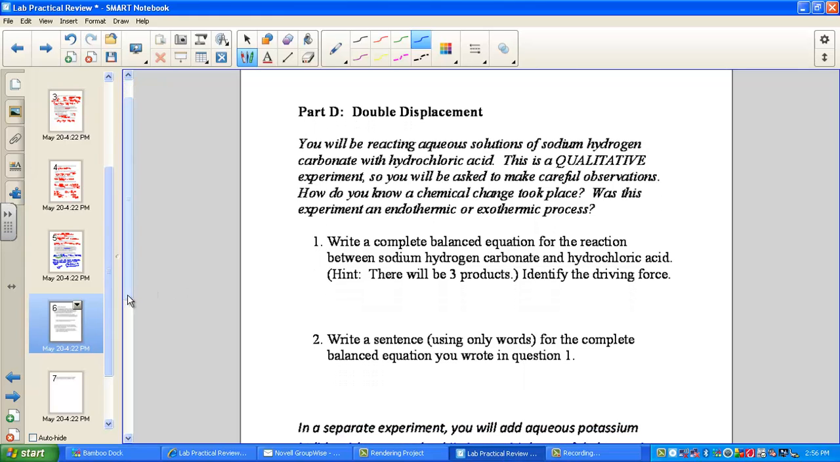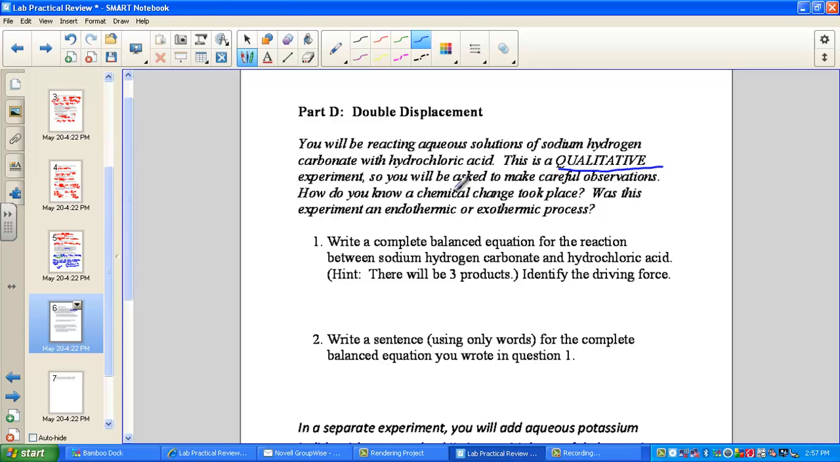The final component of our lab is on a double displacement. You're going to be reacting solutions of sodium hydrogen carbonate with hydrochloric acid. Again, this is a qualitative, so think about observations. That is not precisely being measured, but it's talking about more observations. You'll be asked to make those careful observations.